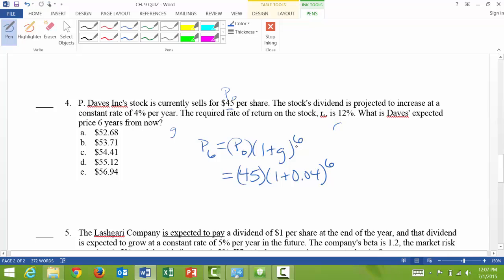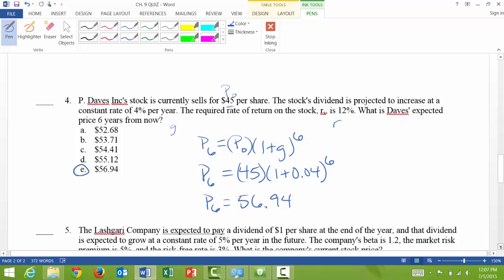So I should have mentioned that earlier. We need to raise this to the 6th power because it's like we're compounding it into the future and getting a future value. And so if we multiply 45 times 1.04, raised to the 6th power, we will get an expected price of $56.94 in the future. So let's look at the next question.